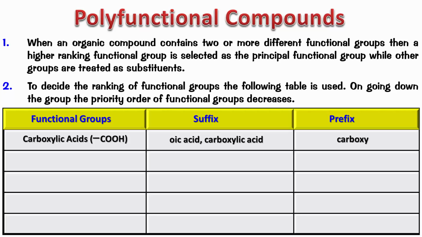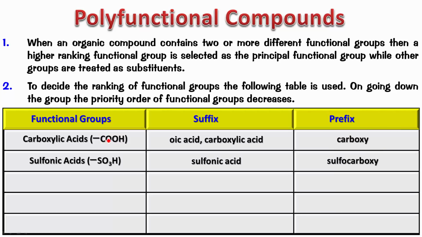The second one here is the sulfonic acid, SO3H. As a suffix, it will end as sulfonic acid. And as a prefix, it will be sulfo. That covers the entire SO3H. And remember that if you look at the prefix carboxy, this carboxy includes the carbon of COOH.